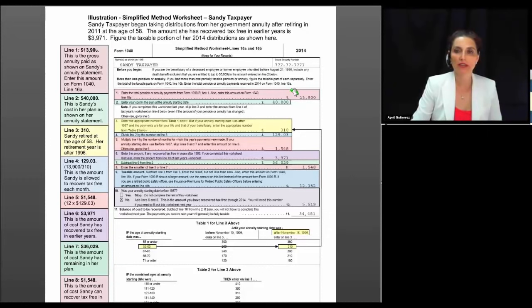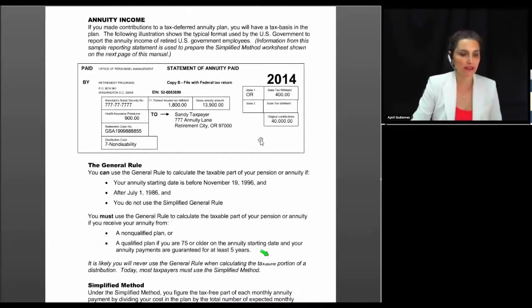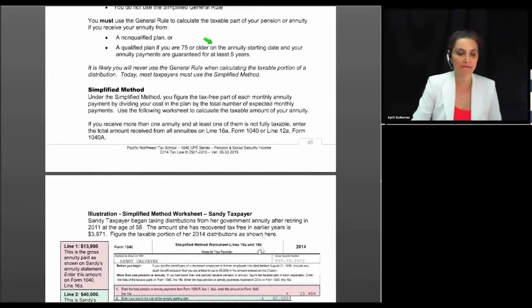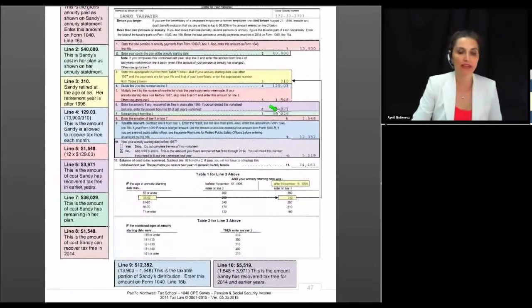On line 1, we enter the total distributions shown on the annuity statement that she received from the government. And then in box 2, we enter her cost in the plan at the annuity starting date. And that does appear on the form as well. You can see right here it says original contributions. That's her cost in the plan. So we're going to carry the cost in the plan and enter that on line 2. We then say, okay, what is going to be the ratio or the divisor that we're going to use?